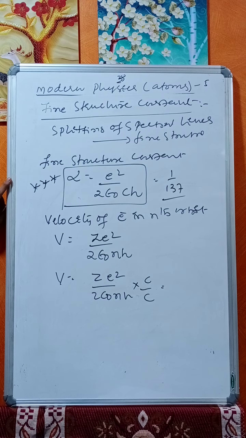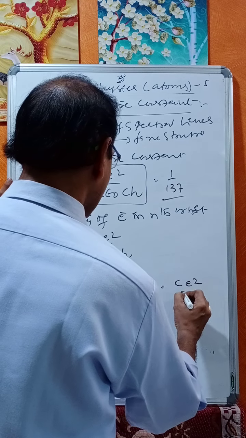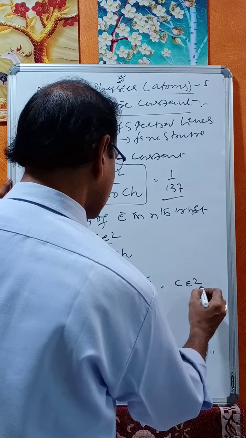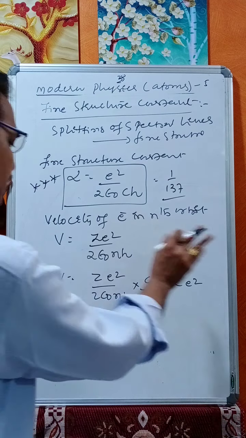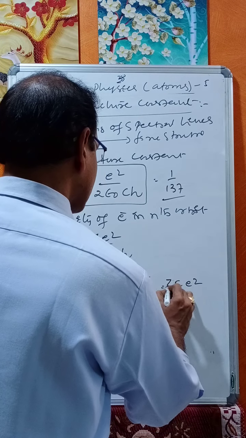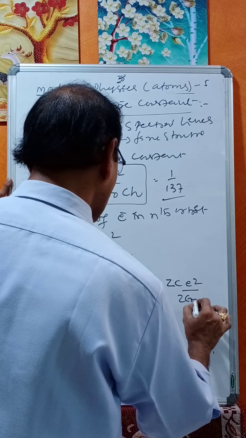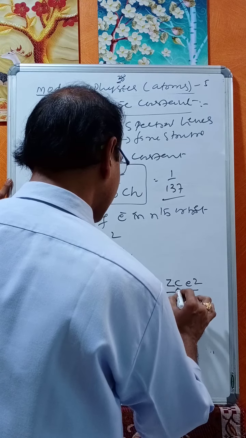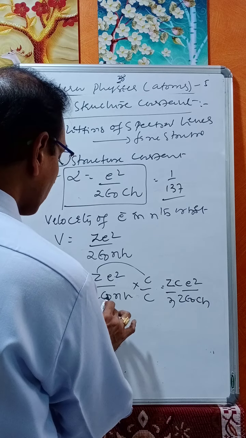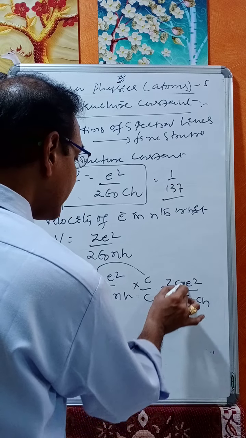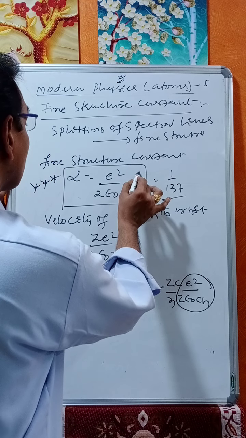Therefore this becomes Z e square by 2 epsilon naught c into c, and we can write it as Z c e square by 2 epsilon naught c h into n. Now what is e square by 2 epsilon naught c h here? It is alpha.